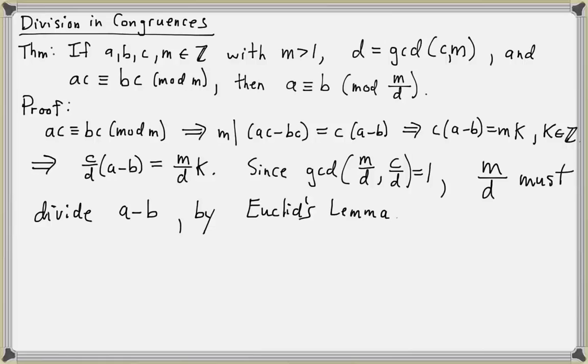If you recall, Euclid's lemma said that if an integer divides a product and is relatively prime to one of the factors, it must divide the other factor. But if m over d divides a minus b, then that's equivalent to saying that a is congruent to b mod m over d.